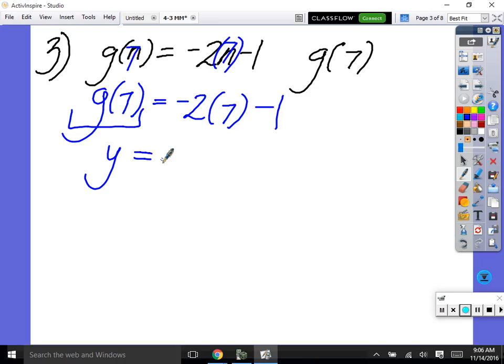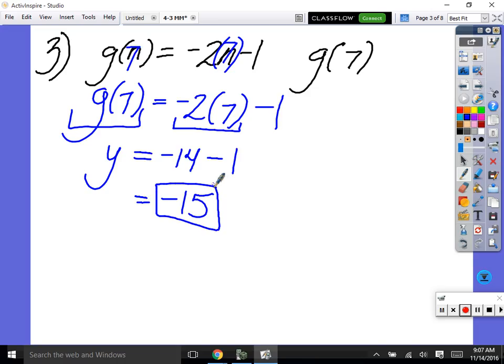So what's our answer? Now remember, order of operations. What comes first, multiplication or addition and subtraction? Multiplication, order of operations, that's what I'm looking for. So multiply those two together first, we get negative 14. So we really have negative 14 minus 1, which is negative 15. So our function g at 7 was negative 15. When we plugged in 7, we got out negative 15.